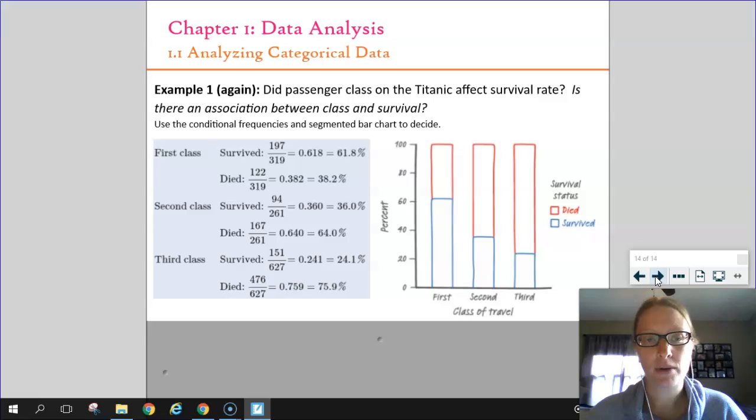So let's circle back to our Titanic example. If we look at the conditional frequencies for first class, second class, and third class, comparing the percent of that class who survived versus died, either in the data, which is shown on the left, or in the segmented bar chart, do we think there's an association between class and survival? Take a look at the data in the segmented bar chart to make a decision.